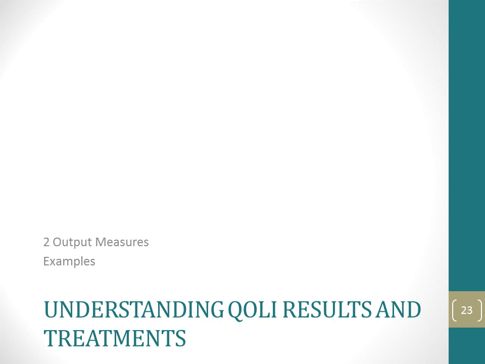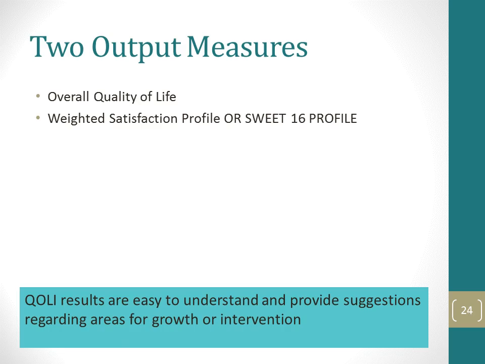Now, when you're looking at QOLI results, there's really two key outcome measures that you want to look at. There's an overall quality of life, or happiness or well-being indicator, and then there's something called the weighted satisfaction profile, or I call it the Sweet 16 profile. And they're very easy to understand.